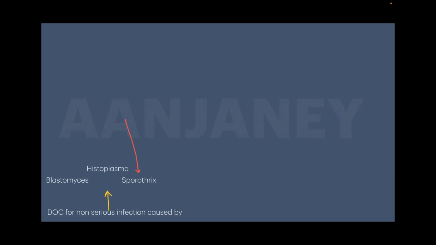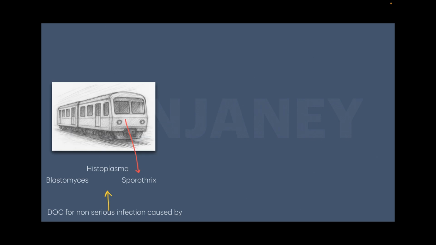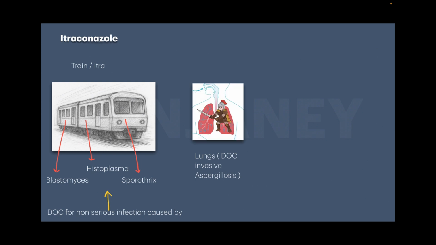So the next, let's say you have a non-serious fungal infection which is caused by sporothrix, blastomyces, and histoplasma. So what you will do is you will put all these three in a train, and the train is going to take all of this far away. So from train we have itraconazole. So itraconazole is given as the drug of choice for these three non-serious infections, right? Now invasive aspergillosis, you learn this in medicine, the site is the lungs. So you have to imagine a warrior which is inside the lungs. So the drug of choice for invasive aspergillosis is voriconazole. From warrior we have vori.